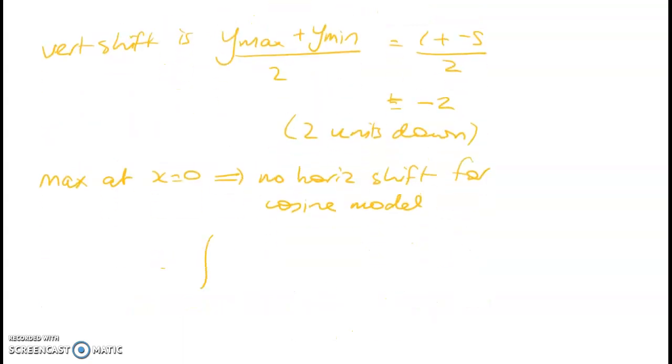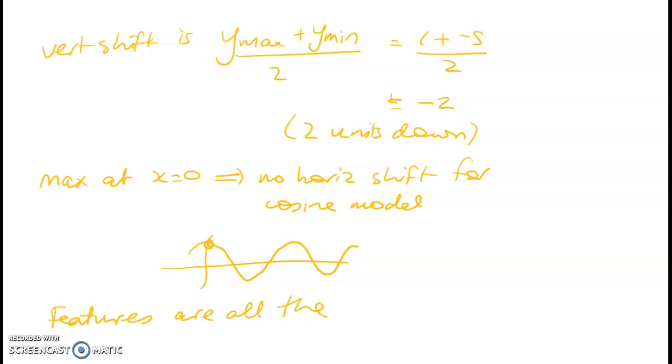And you might just want to pop in a tiny wee sketch of our cosine curve. There we go. Right, so it looks like that. So features are all the same as 3 cos of 4x minus 2. So we can say that those two functions are always going to be the same.